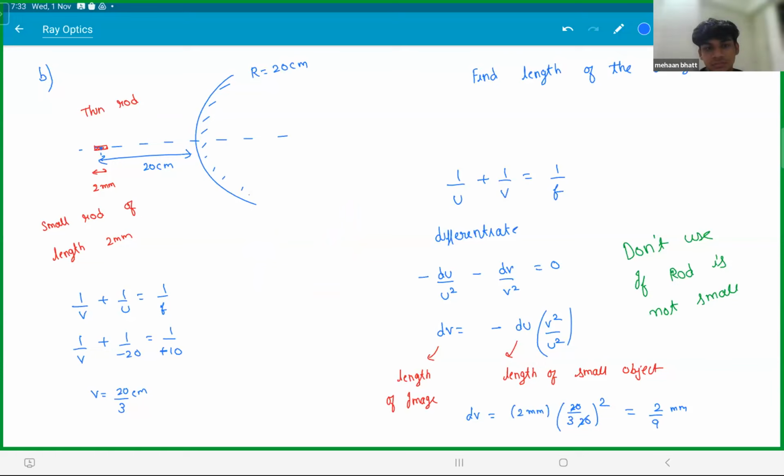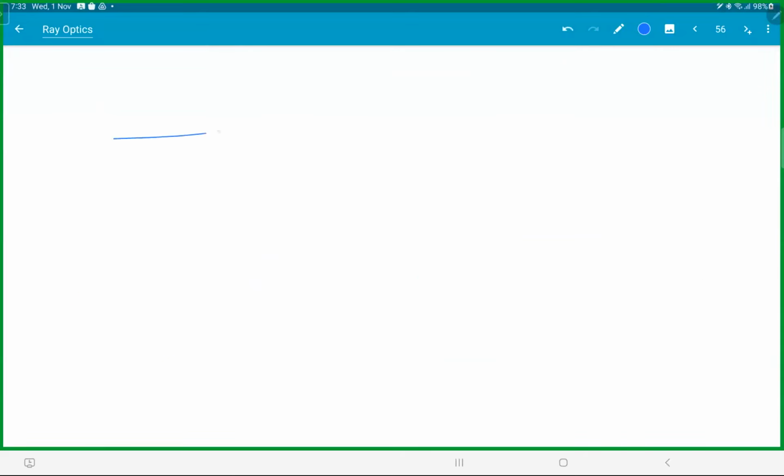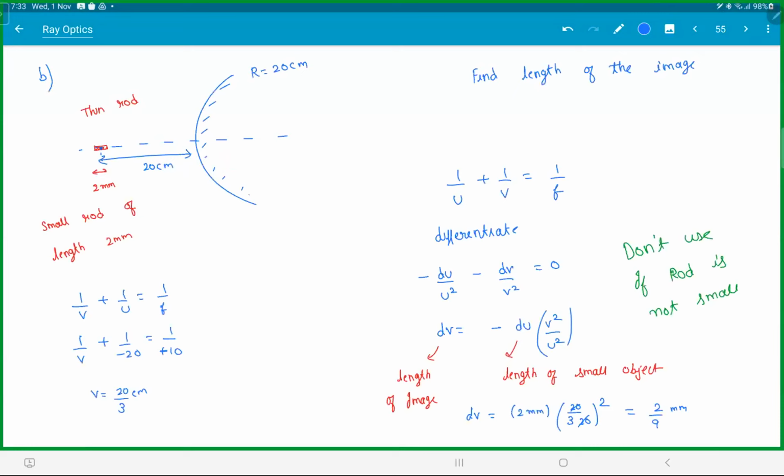If you're using approximation, then end of the day it's as good as the differential. If you take the object till here, it is 20, so this will be 20 minus 0.1 and this one will be 20 plus 0.1. Find the images of both of them and subtract them, you'll get the same answer. Time consuming though. Clear, everyone?